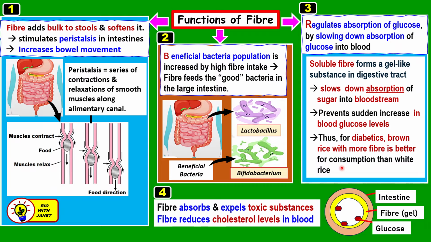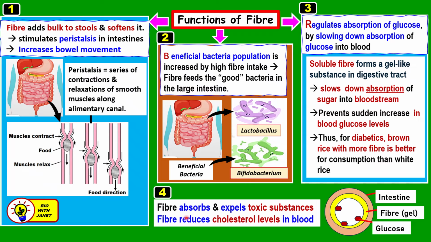Why is it that diabetes mellitus patients are asked, or doctors will recommend, the consumption of brown rice and also whole wheat bread in place of refined products like white rice and white bread? The reason is that brown rice and whole wheat bread contain more fiber, and this fiber will slow down the absorption of sugar into the bloodstream to prevent a sudden increase in blood glucose levels.